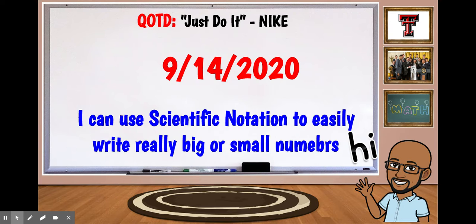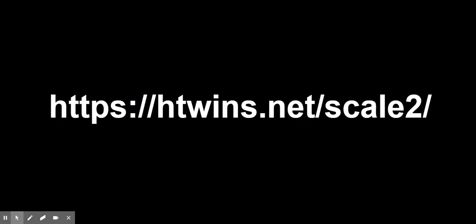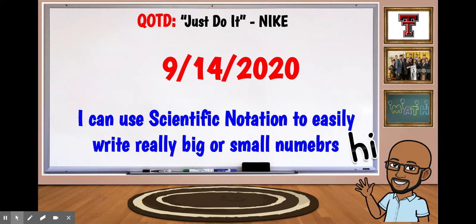So our quote of the day is "Just do it, Nike." Today is Monday, September 14th, 2020. I can use scientific notation to easily write really big or small numbers. Oh, there's a spelling error there. I apologize. I'm going to respell that.